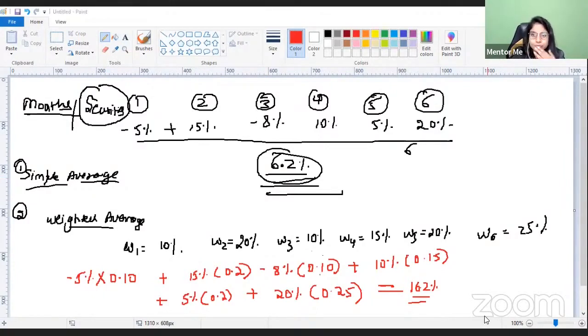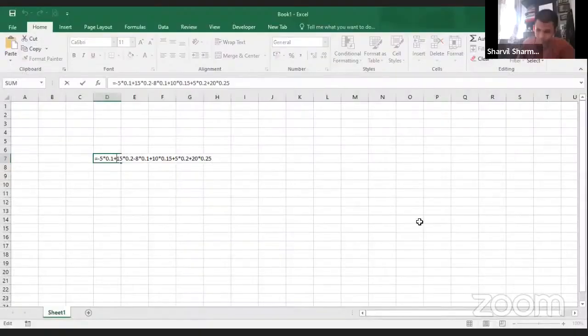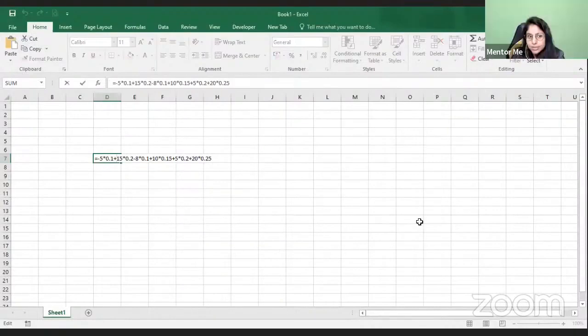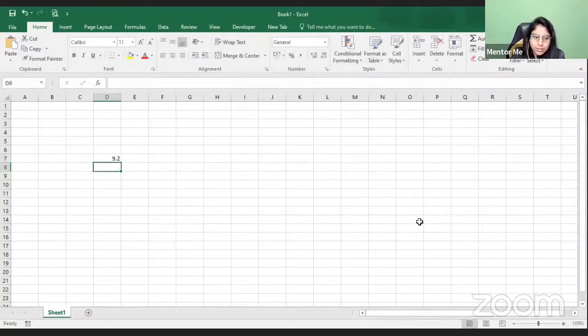Simple maths है. Nothing else. Please calculate it. Let me show you the calculation also. This is what I have done. I've simply calculated it: -5 into 0.1 plus 15 into 0.2 minus 8 into 0.1 plus 10 into 0.15 plus 5 into 0.2 plus 20 into 0.25. Simple maths we have to do. Enter, we'll get 9.2 here.